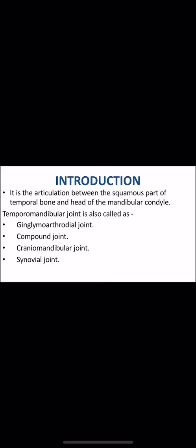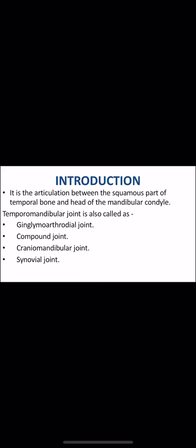Temporomandibular joint is the articulation between squamous part of the temporal bone and head of the mandibular condyle. It is also referred to as ginglymoarthrodial joint as it is capable of hinge, that is the rotatory movement, as well as gliding, that is the translatory movement. It is also referred to as a compound joint.